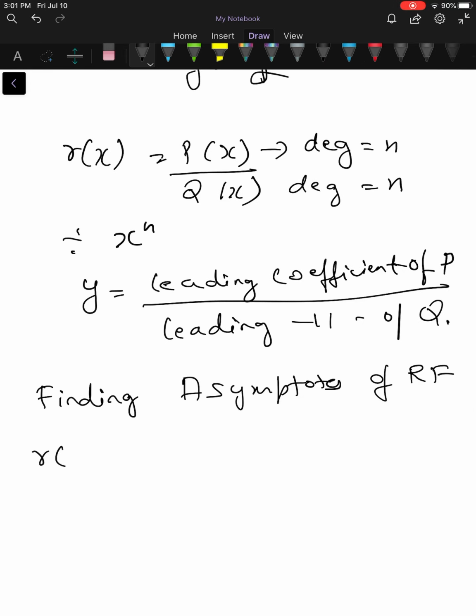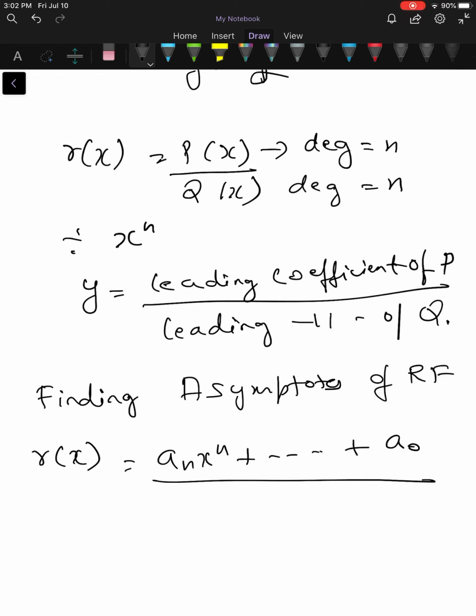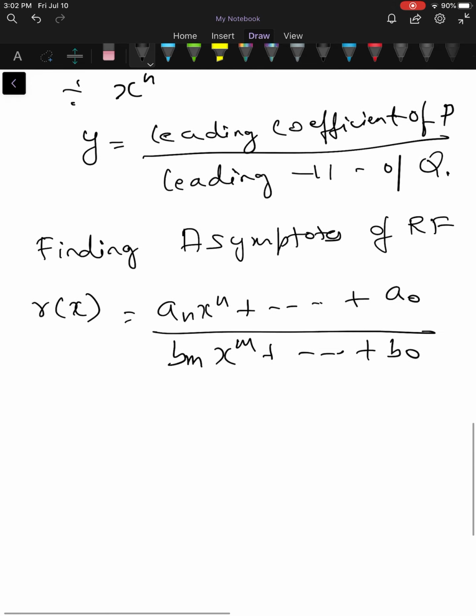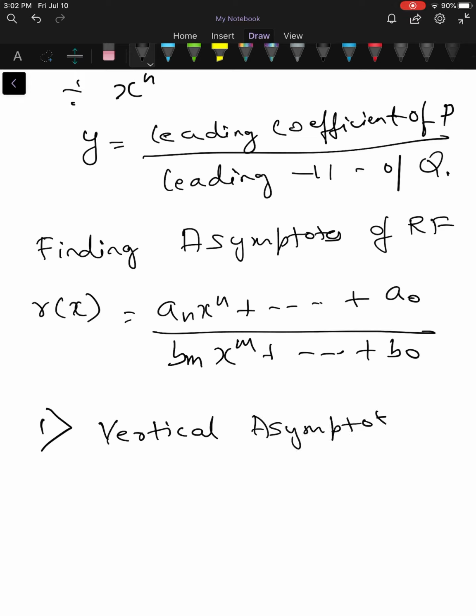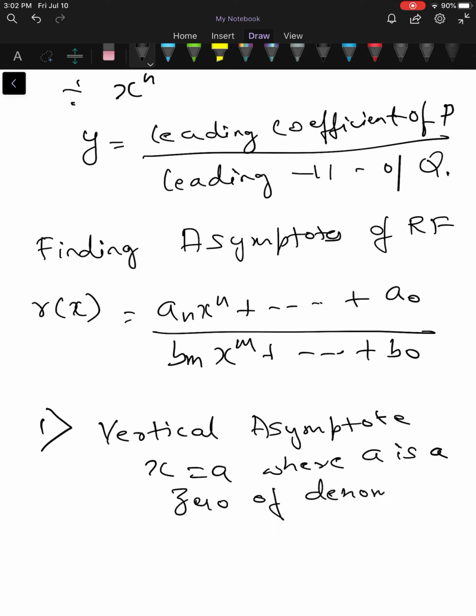So if you are given a rational function of this form, plus a naught divided by bm x power m plus and so on plus b naught. Okay, so what happens to the vertical asymptote? Vertical asymptote is x is equal to a, where a is a zero of the denominator.